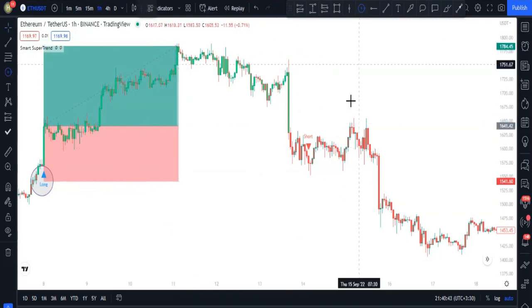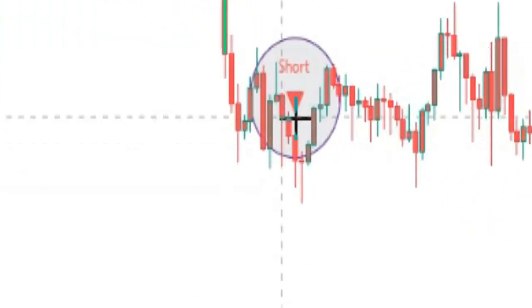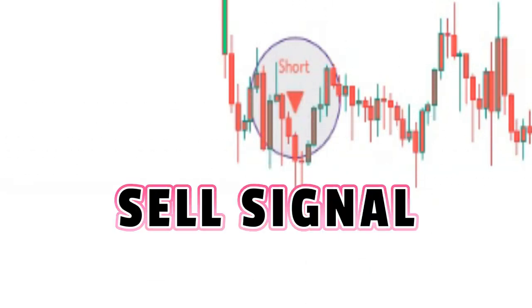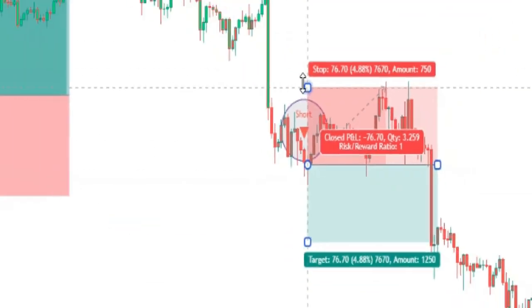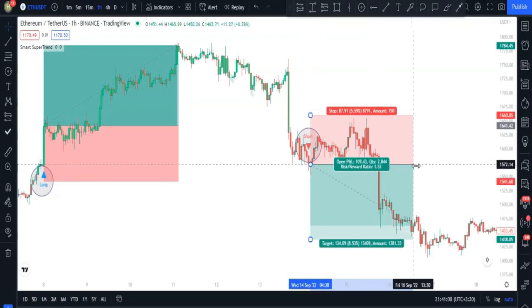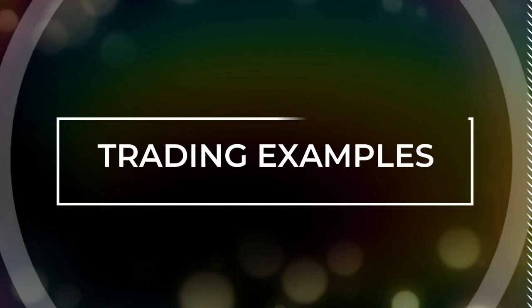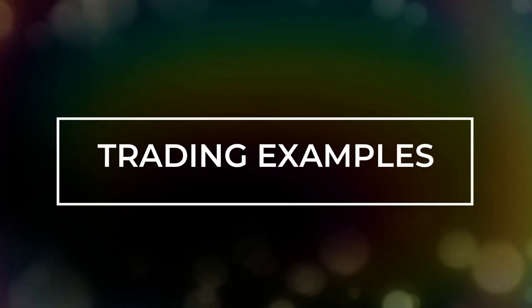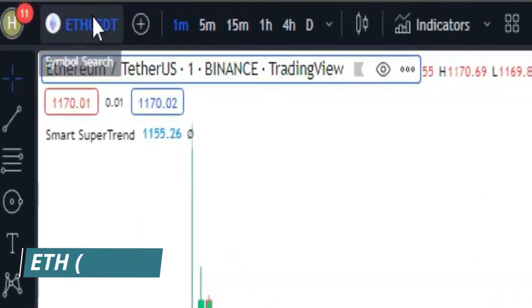And whenever a short signal plots on the chart and the candlestick is red, that would be our sell signal and we can place our short order. So let's see some trading examples to see how accurate this indicator is.